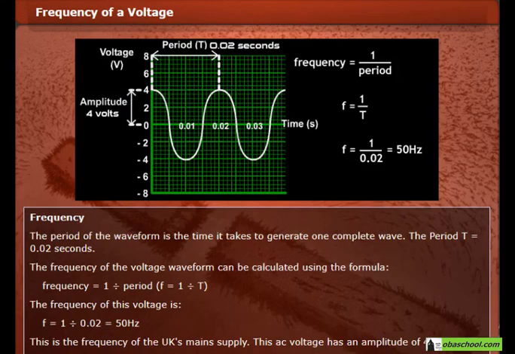The period of the waveform is the time it takes to generate one complete wave. The period T equals 0.02 seconds. The frequency of the voltage waveform can be calculated using the formula frequency equals 1 over period. f equals 1 over T. The frequency of this voltage is f equals 1 over 0.02, which equals 50 Hz. This is the frequency of the UK's mains supply. This AC voltage has an amplitude of 4 volts.